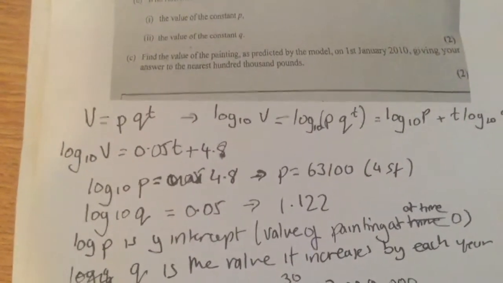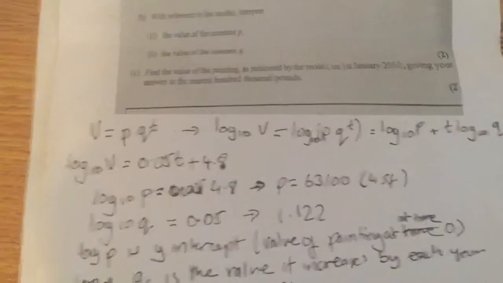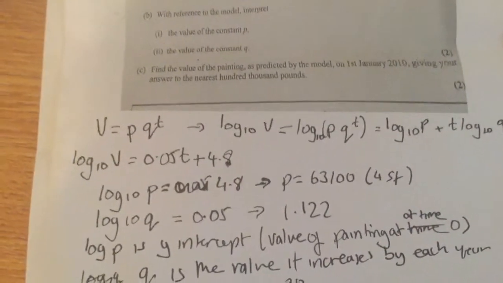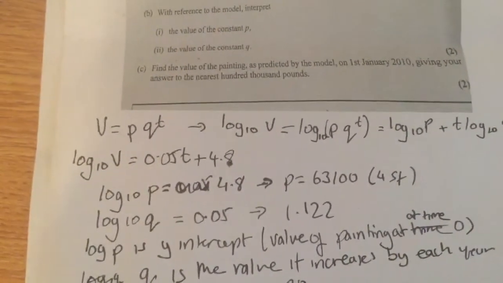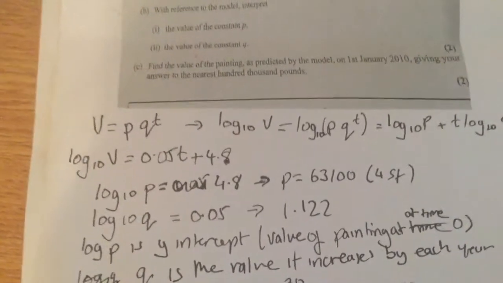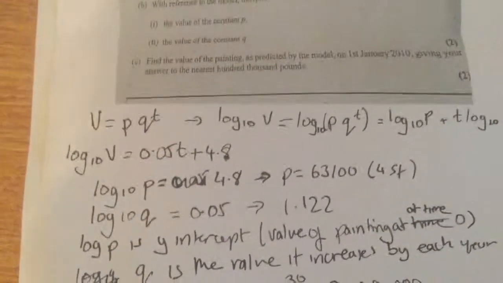Similarly with q, what's happening each year with q? We're multiplying one more time. So it says the value increases. I think the best way to say this is, it's the multiplier. Every year, the value of this painting is multiplied by q, times by 1.122.